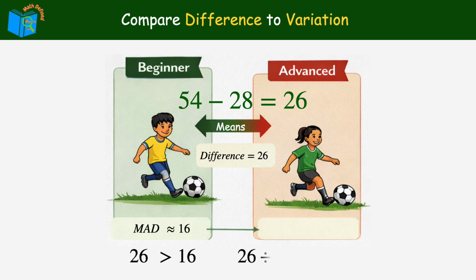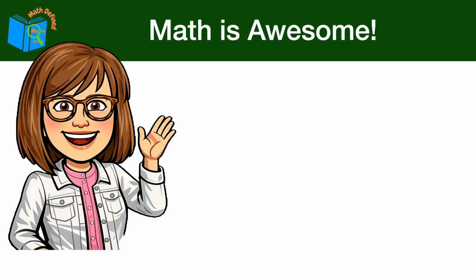If we divide 26 by 16, we get about 1.6. That means the 2 averages are about 1.5 times the typical spreads apart. In other words, the difference between the groups is bigger than the normal everyday differences we see within a team. So based on these random samples, the advanced players are clearly performing better in this drill, and we use math to prove it.